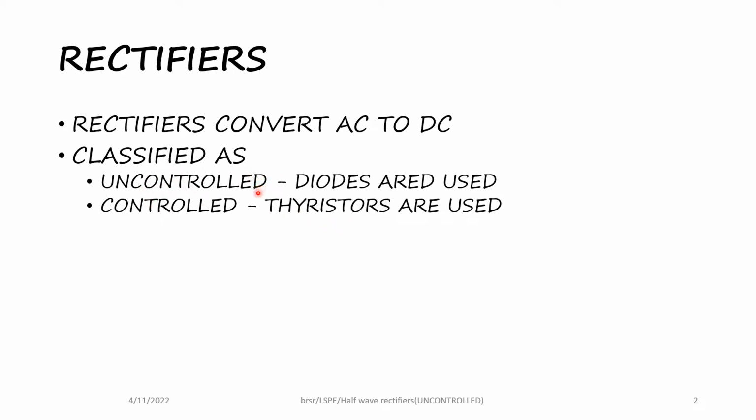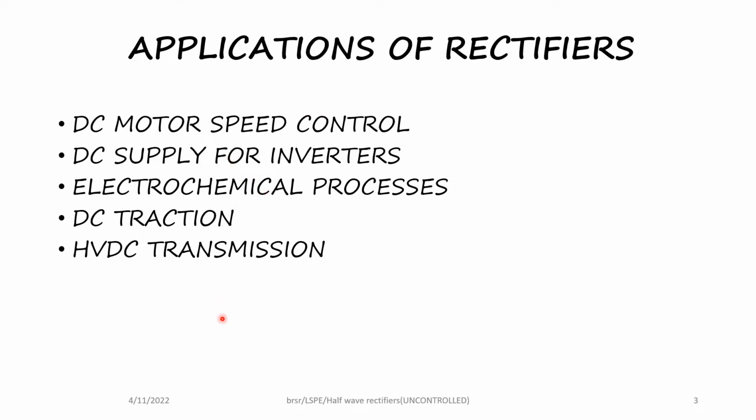Before that, we will go into the applications of the rectifiers. Rectifiers find applications in the following: DC motor speed control. If the speed of a DC motor is to be changed, the DC value available for the motor has to be changed. For this, a rectifier is used. It is also used for the input supply for inverters. Inverters, which convert DC to AC, require a DC input. For that, rectifiers are used.